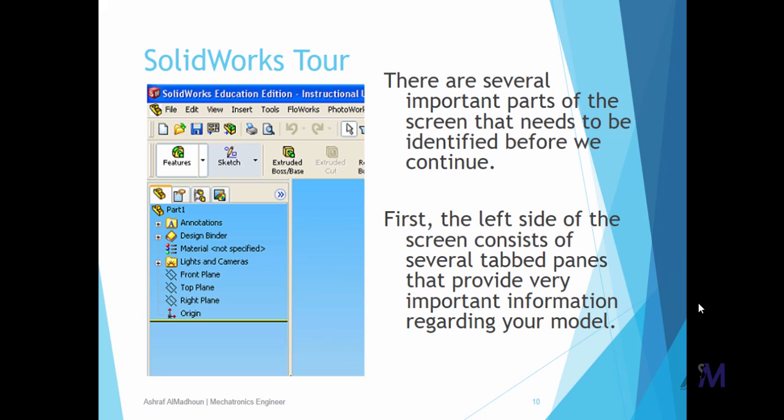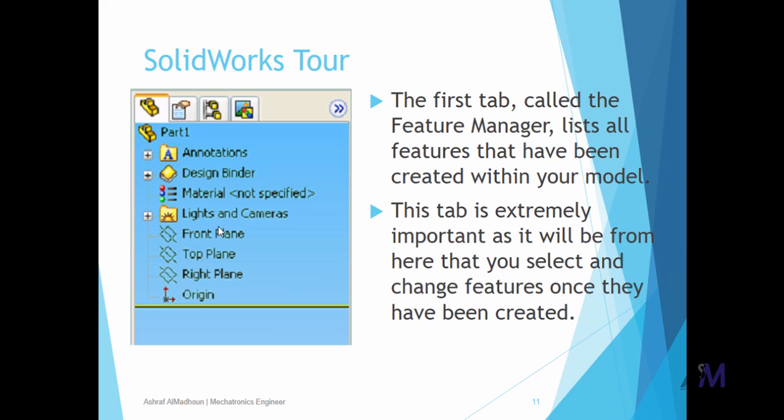There are several important parts of the screen that need to be identified before we continue. First, the left side of the screen consists of several tab bands that provide very important information regarding your model. The first tab here, called the Feature Manager, lists all features that have been created within your model.